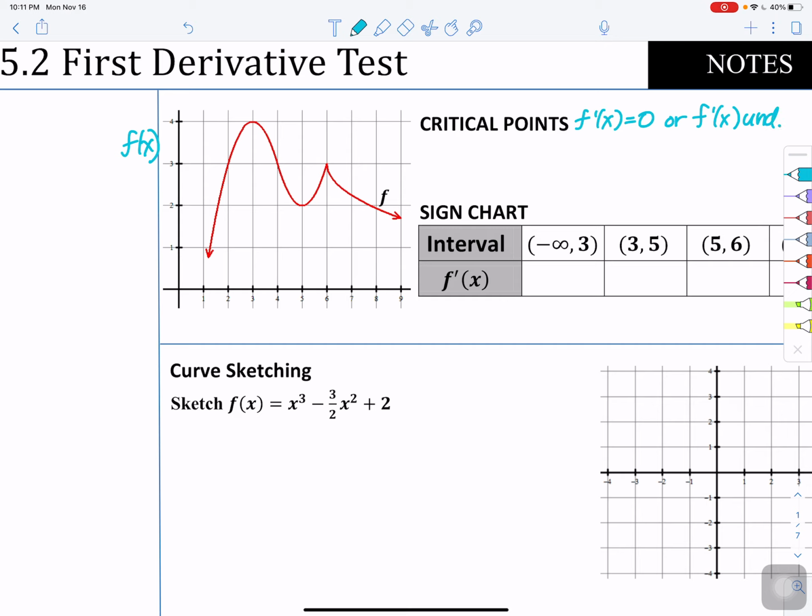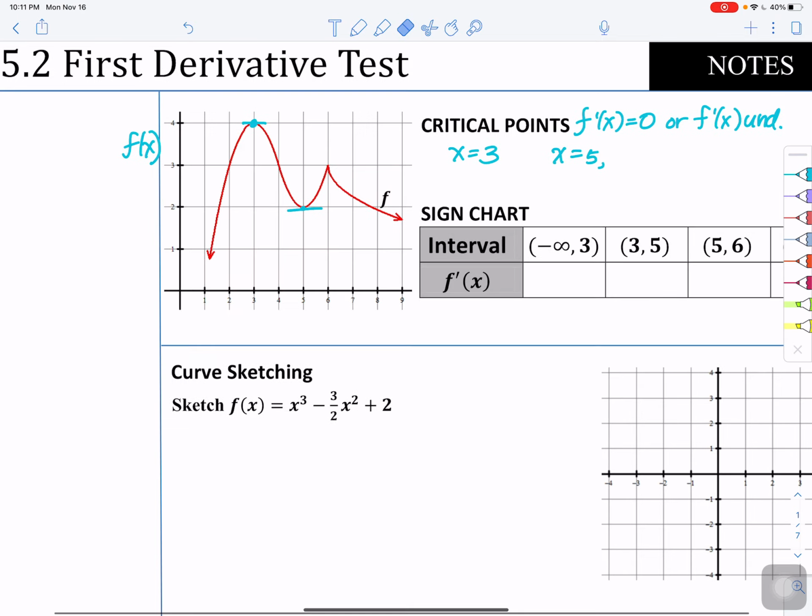So let's just start from left to right. The first one I see here is at, what would that be? x equal to 3. And then the next one, it looks like we've got another one here. First derivative is 0 there, x equal to 5. And then here we have the first derivative equal to 0 at x equal to 6.